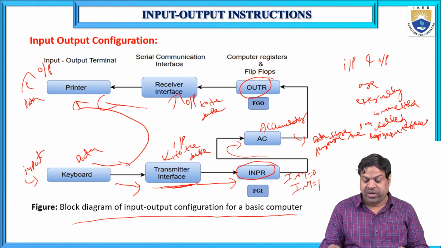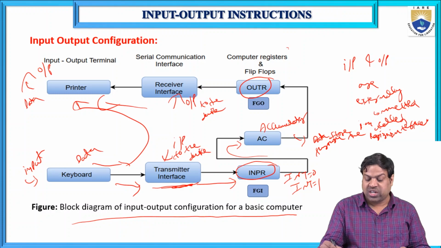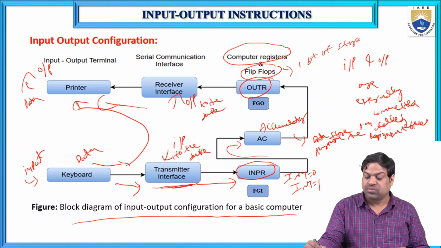Meanwhile, what we need at the output stage are computer registers and flip-flops. Flip-flops are used, but they provide only 1 bit of storage. Computer registers may have 8 bits of storage, more than 1 bit.